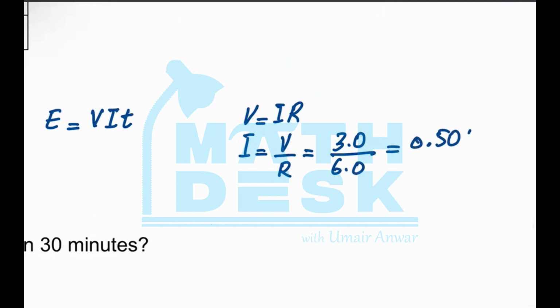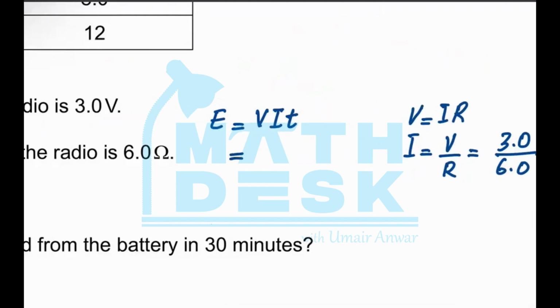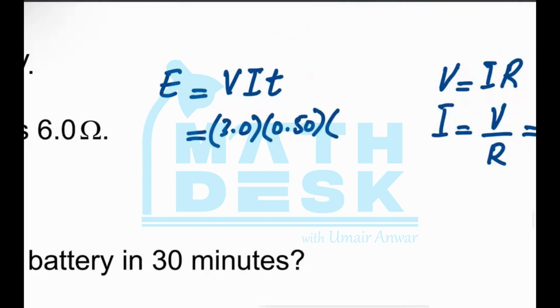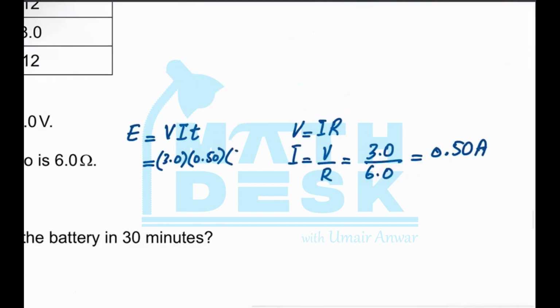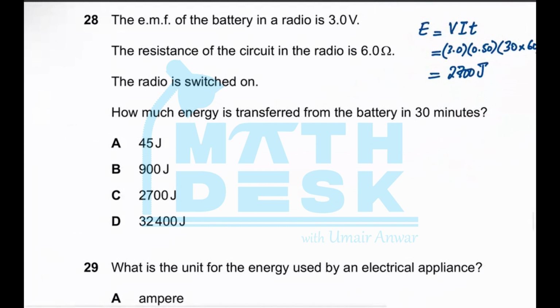Now, by plugging in the values over here, this value is 3.0, this is 0.50, and the value of time is 30 minutes. So 30 multiplied by 60 in order to convert it into seconds. And the value we get after multiplying all the values is 2700 joules. And from the given options, this option C would be the correct one.